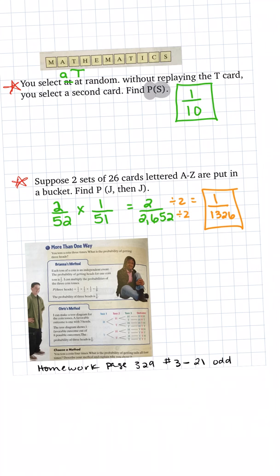Okay, so you should have got 1 out of 10 chances for the first one, and 1 out of 1,326 for the second one. The first one I didn't really show my work, right? You selected a T, so there's only 10 cards left and there's only one S, so 1 out of 10. And then 26, there's 2 sets, so 26 times 2 means there's 52 cards. I select 1 J. When there's 2 in there, now there's only 1 in there because I don't replace it, and there's only 51 cards.